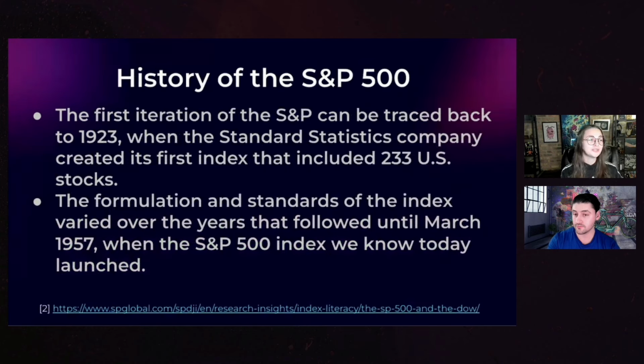But a wee bit of history about the S&P 500, just for fun, just so that when you go to trivia, you're going to know all these answers. The first iteration of the S&P can actually be traced back to 1923. That was before it was the S&P 500, but it was the first index that the Standard Statistics Company created that consisted of 233 U.S. stocks, which was pretty interesting, a little bit different than now. As it turns out, the formulation and the standards of the index changed many times over the next couple of years until March of 1957, when the S&P 500 that we know today officially launched. So the index does go back to 1923.